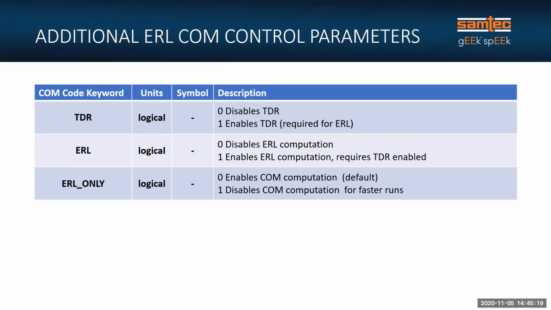Some other logical, and remember, these are just COM control parameters: TDR, ERL, ERL only. They enable the TDR computation, the ERL computation, when you're running the COM code. 0 enables the COM computation, 1 disables it. So in other words, if you only want to run ERL, you set ERL only to 1 and the other values to 1 as well. Next slide.